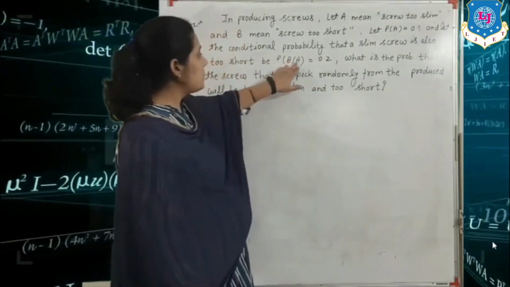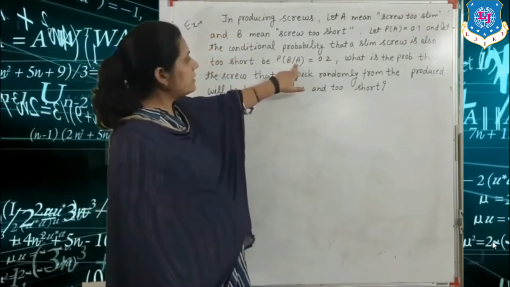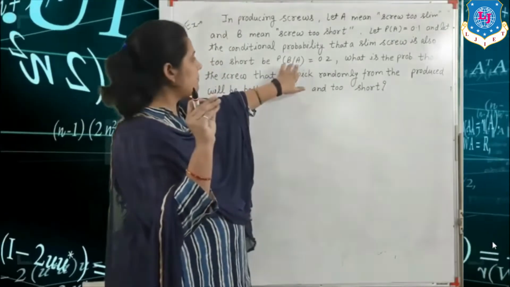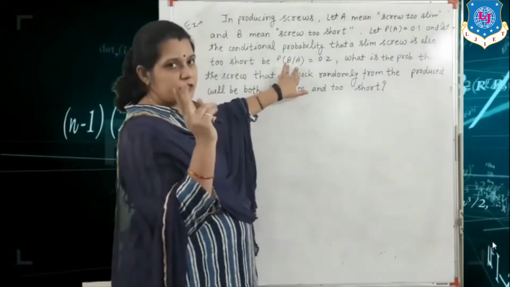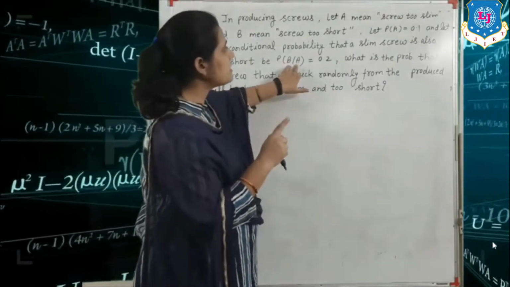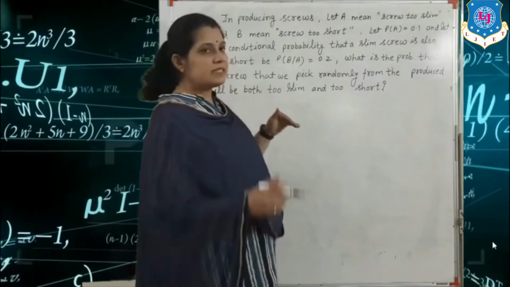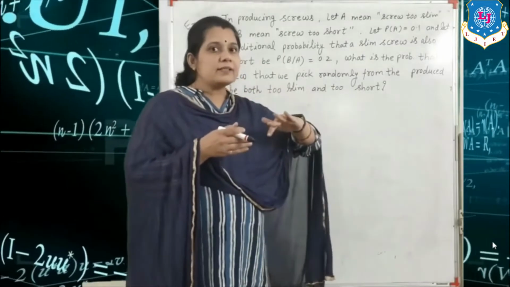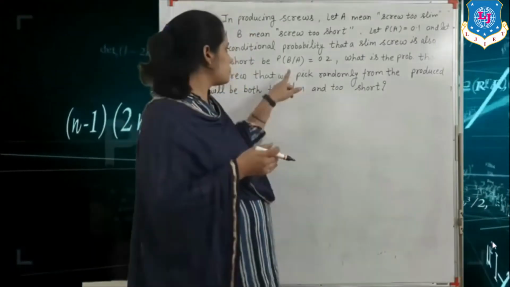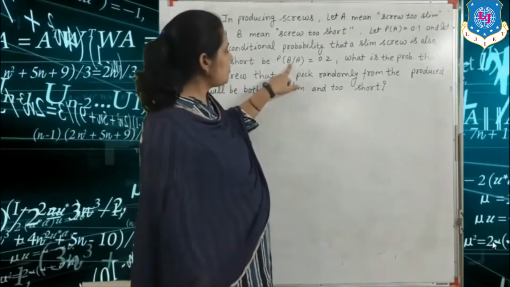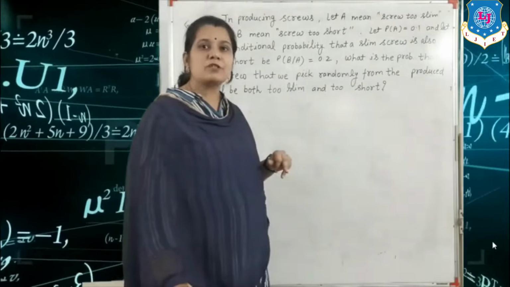That means for B given A, the A event is completed, after that the B event is started. A means slim, so the slim screw is also too short. That means the screw is slim but also too short. So first is the slim screw, after that the short screw. So the probability of B given A is equal to 0.2.